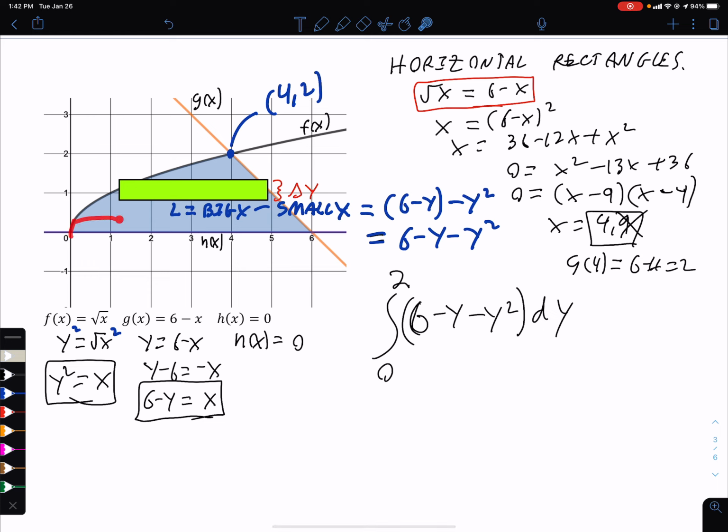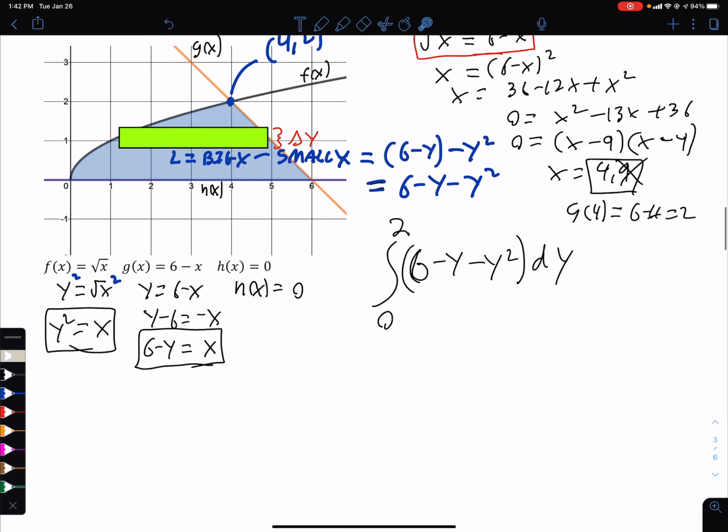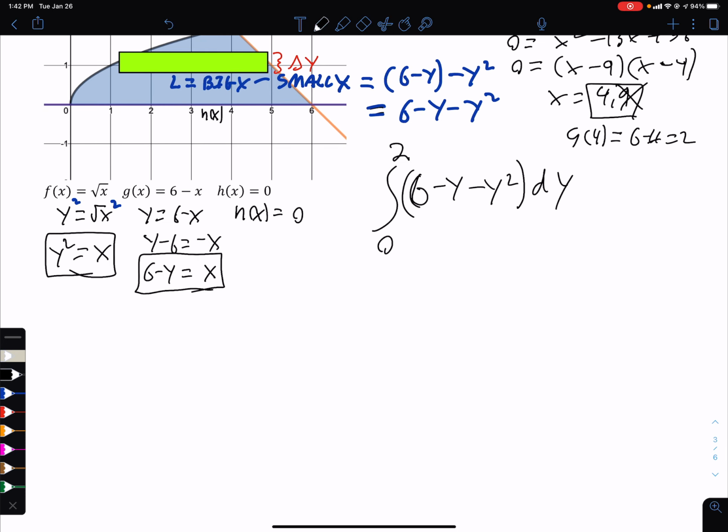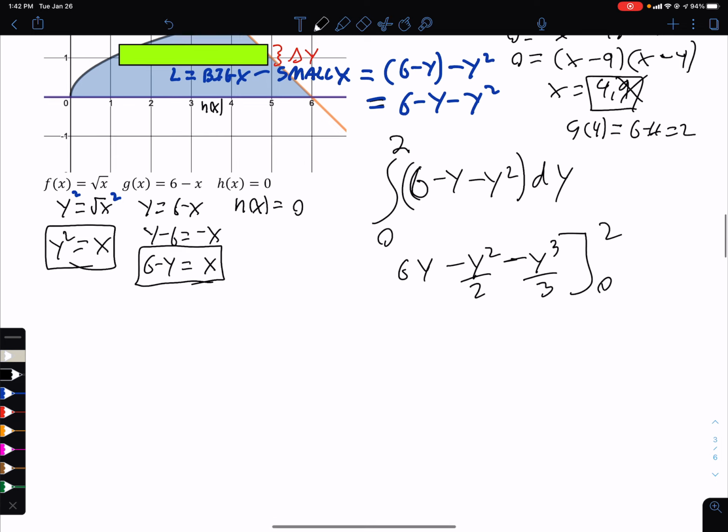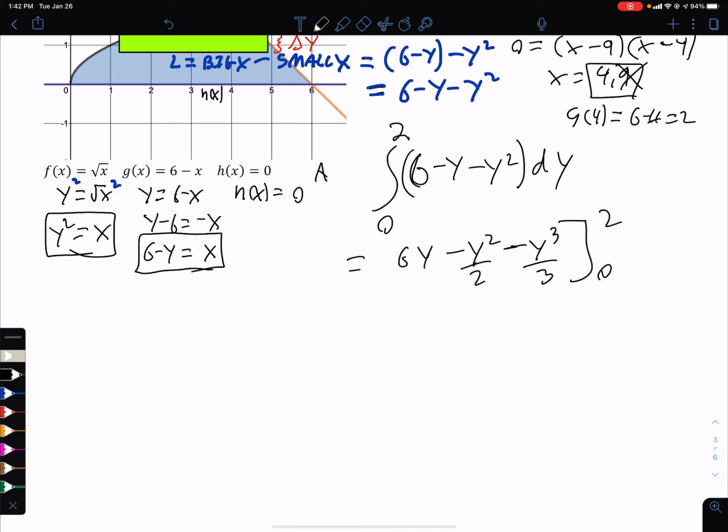And again, the rectangles start here, here. I keep adding. Where's the last rectangle? At 2. You take the y value of that. Don't memorize that. It should make total logical sense. Now the last step, I'm finding the antiderivative, 6y, y squared over 2, y cubed over 3, 0 to 2. This is the area.